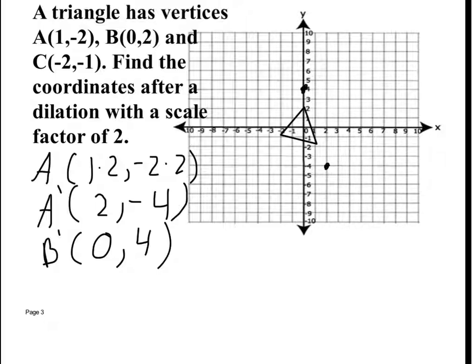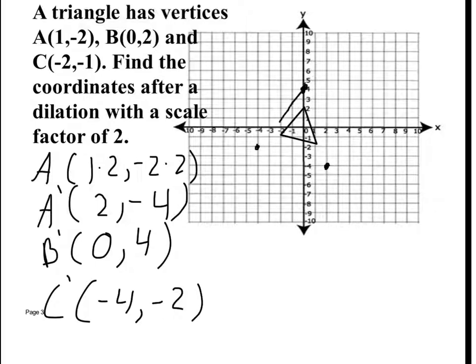Then you just do the same thing with C. C is at negative 2, negative 1. So I take negative 2 times 2 and get what? Negative 4. I take negative 1 times 2 and get negative 2. So C prime is going to be at negative 4, negative 2. You graph that, negative 4 on the x and negative 2 on the y.